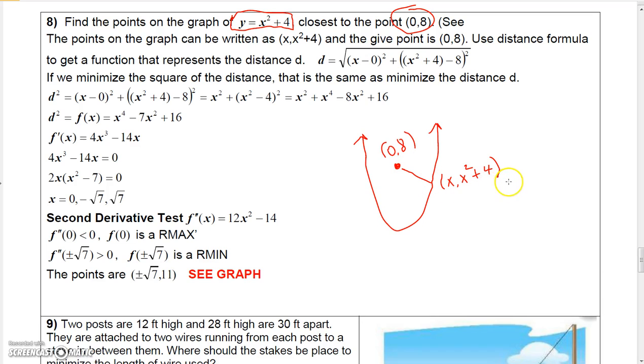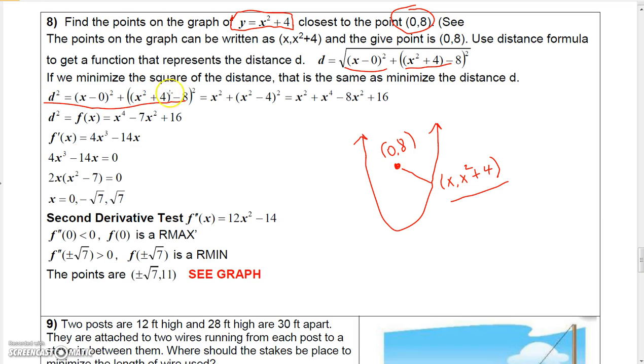Now remember, for every point on this parabola, the x value can be represented as x, and the y value can be represented as x squared plus 4. So for the distance between these two points, I can use the distance formula and say the distance is going to be the square root of x minus 0 squared, which is this, and then x squared plus 4 minus 8 quantity squared, which is this. Well, if we minimize d squared, that's the same as minimizing d. So whatever minimizes d squared will minimize d. So I'm just going to square that and get rid of the radical.